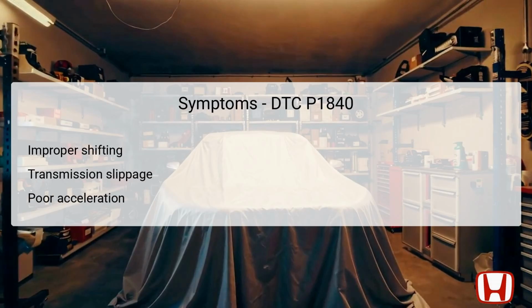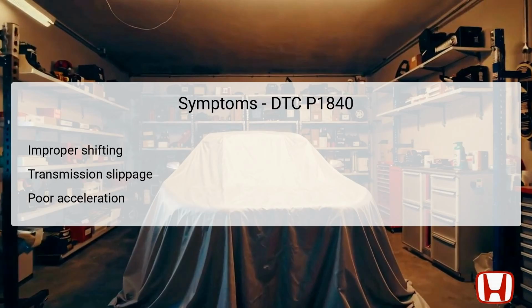Several symptoms may indicate the presence of DTC P1840. One primary symptom is improper shifting. The vehicle may experience delayed or erratic shift patterns. This behavior often frustrates drivers, as the transmission may not respond as expected during acceleration or deceleration.